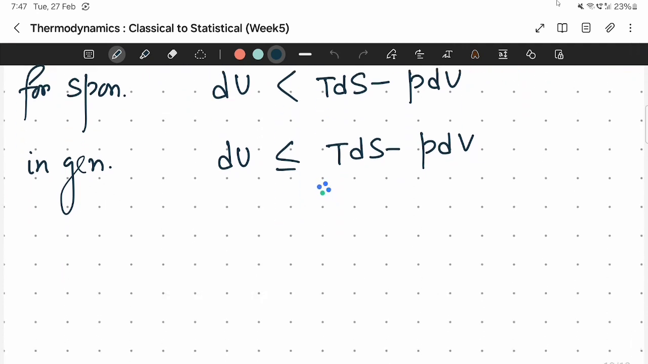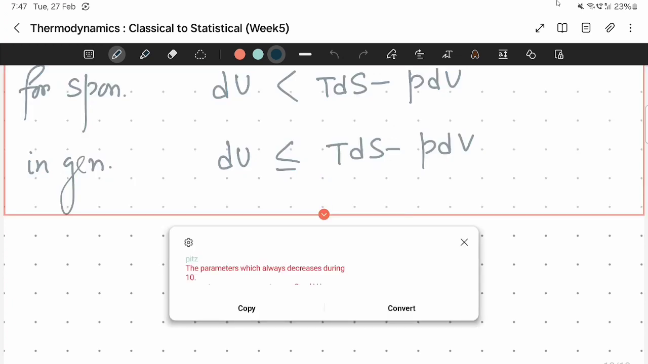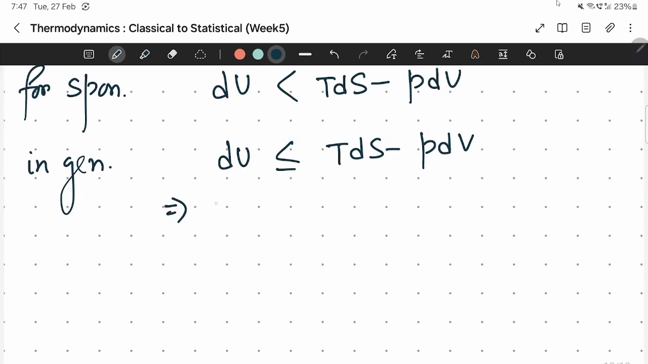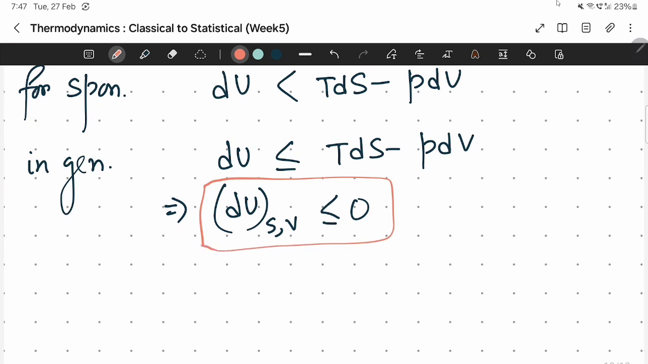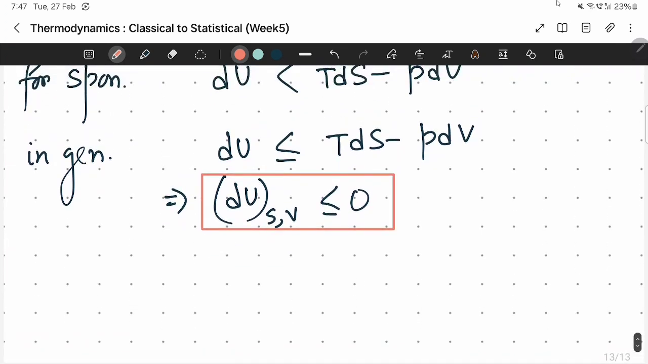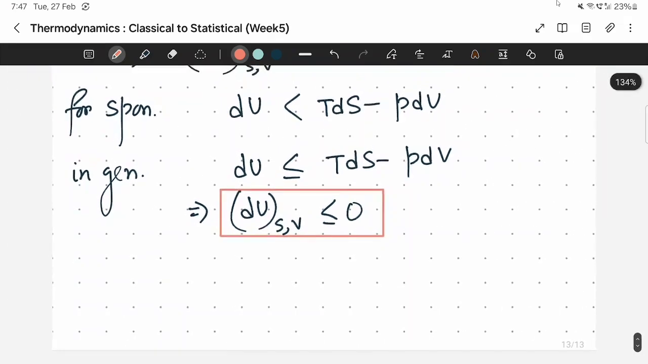So here we can write that del U at constant S and V. Okay, so this is the case. So this will always be negative.